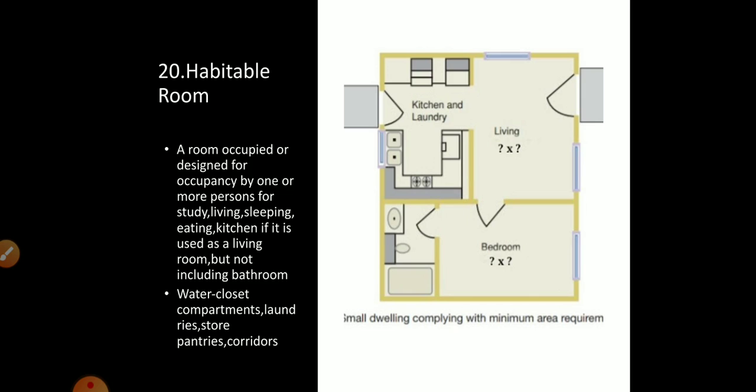Okay, what is the habitable room? Habitable means a room which one or more persons use for study, for living, for sleeping, for eating. That is called a habitable room. You can see here this image of a kitchen and laundry. The kitchen is attached with the laundry, living room, bedrooms.